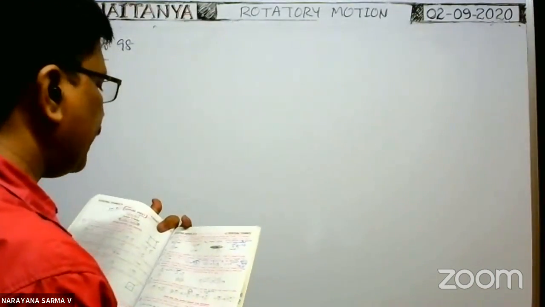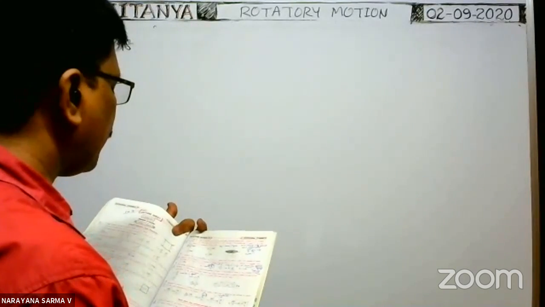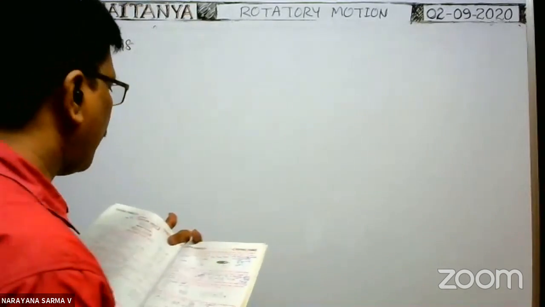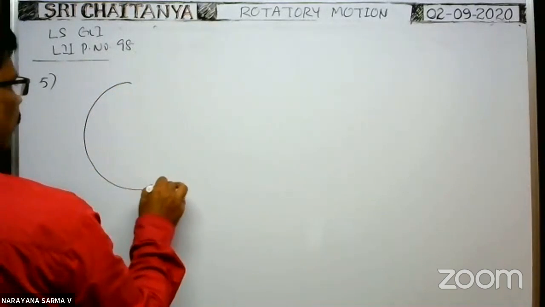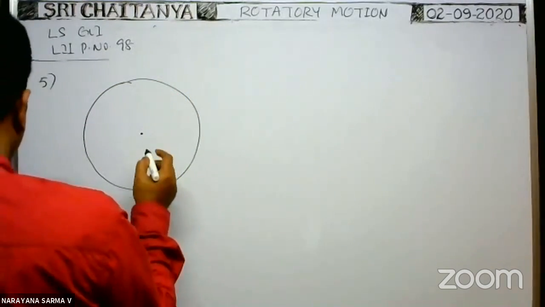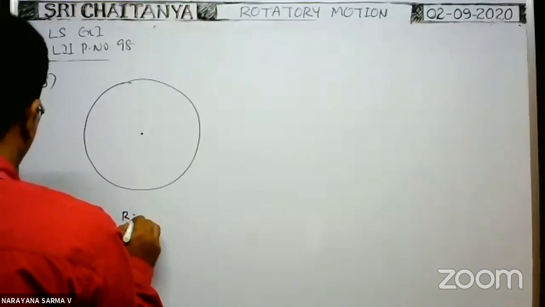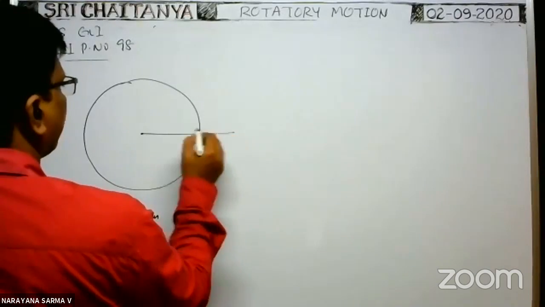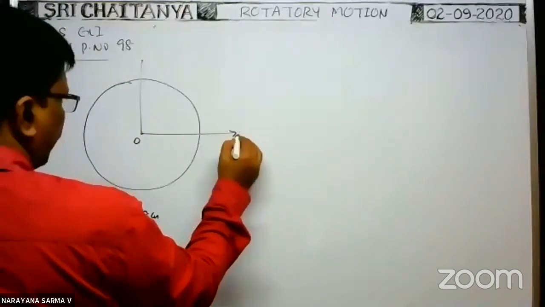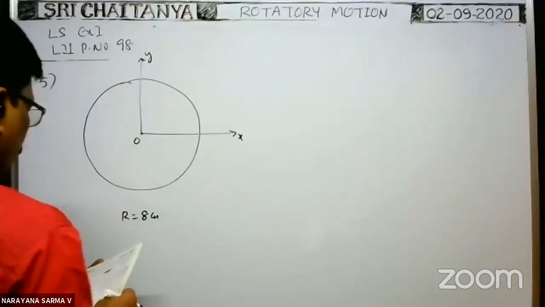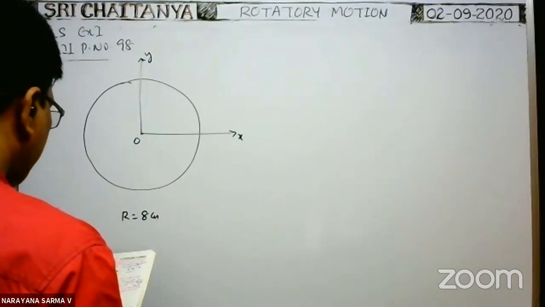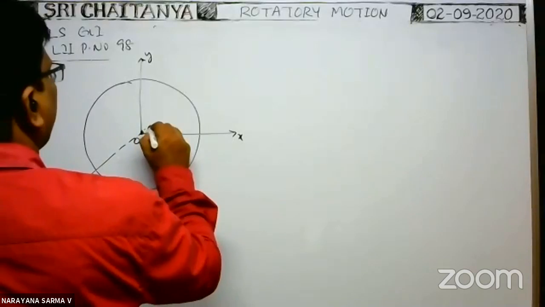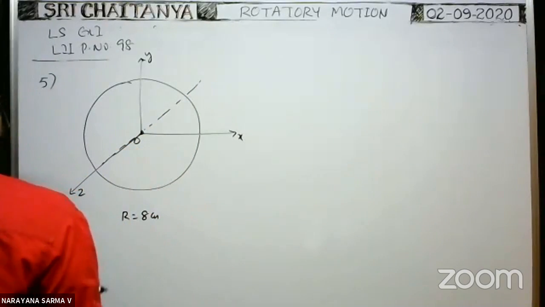A uniform disk of radius r is equal to 8 cm lies in the xy plane with its center at the origin. There is a circular disk whose radius r is equal to 8 cm. So this is the x-axis, this is the y-axis, and this is the origin. Its moment of inertia about the z-axis is given.